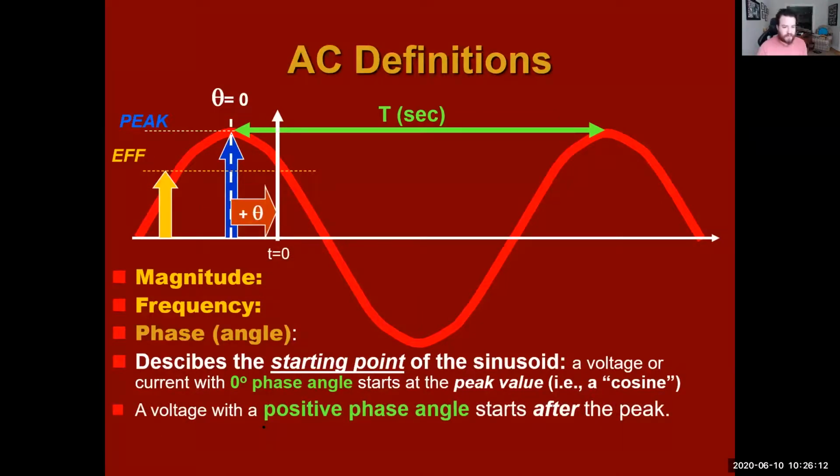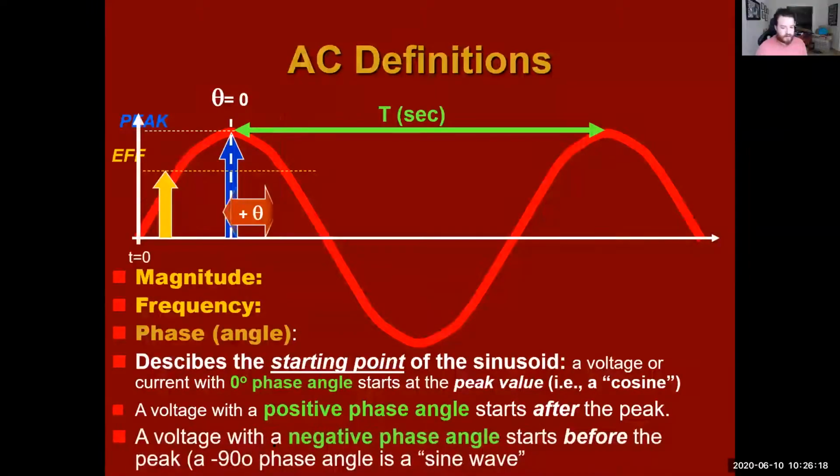So a voltage with a positive phase angle starts after the peak, right? A voltage with a negative phase angle starts before the peak. All right.